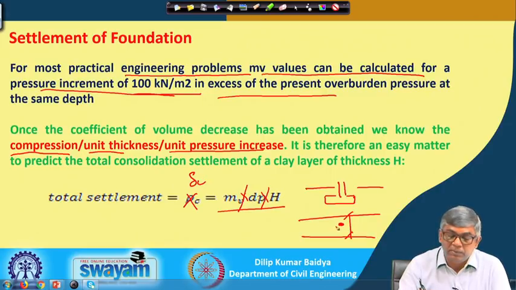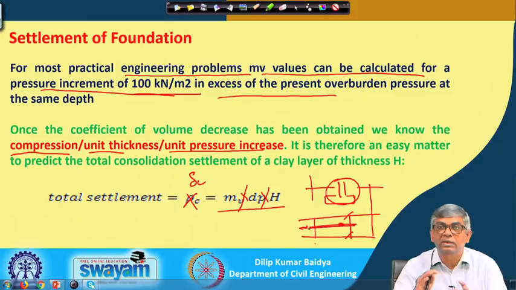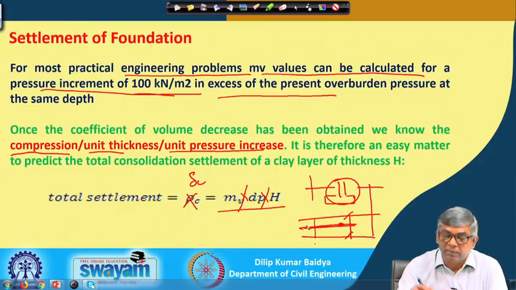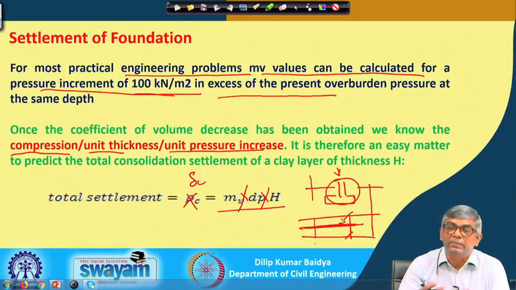So, dP is what actually? Suppose we calculate the mv for the effective overburden pressure. That means, ignoring the foundation, because of the soil weight above this layer, what is the overburden pressure? That is the existing overburden pressure. And now, dP means what? When we construct the footing, at this layer some extra pressure will come, and that pressure has to be calculated.